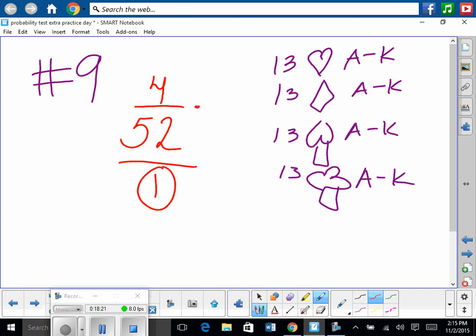Now we're not replacing the card, right? Did it say that? Without replacement. So now we took out an ace, so an ace is gone, so we're down to how many cards? 51. So now it's a total of 51. Well, what's the probability of drawing a jack now? There's 4 jacks, so there's a 4 out of 51 chance of drawing a jack.